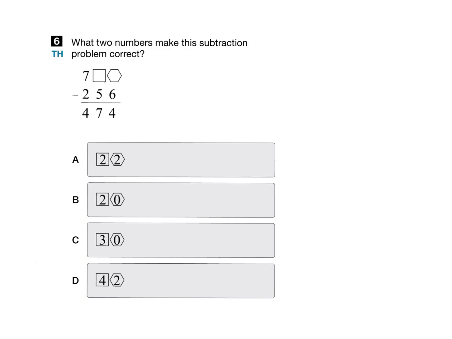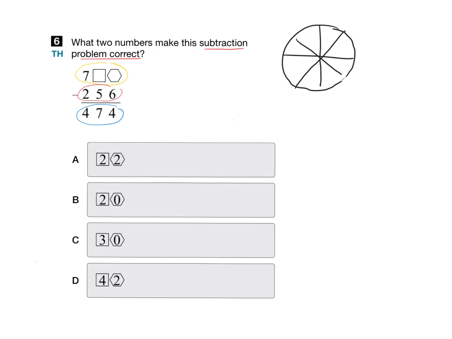We're looking at question 6 that says, what two numbers make this subtraction problem correct? So we have 700 and something take away 256 will give us 474. Now, let's pretend that I had a pizza, and the pizza had 8 pieces. The total is 8. So I'm starting with 8 pieces. If I say I'm going to take 2 pieces away, how many slices am I left with?